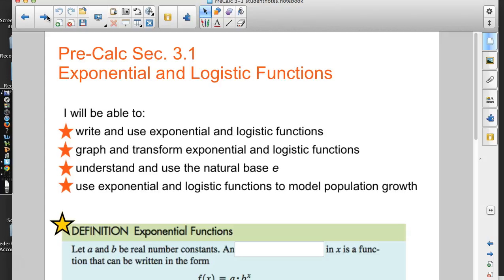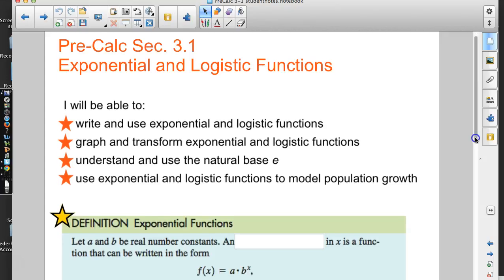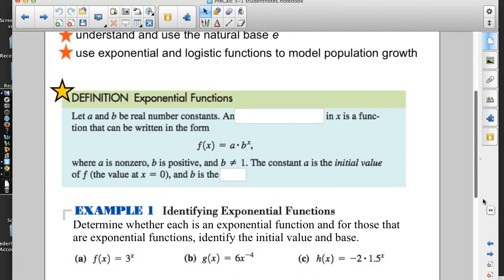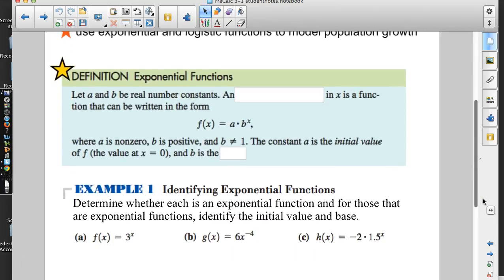Exponential and logistic functions. The first section obviously doesn't cover all of that stuff. That was for the whole chapter, but what we want to be able to do is write and use exponential and logistic functions, graph and transform exponential and logistic functions. We're going to kind of chunk that up today, and most of our time will be spent on the exponential part of that. Understand and use the natural base e, Euler's number. Use exponential and logistic functions to model population growth.